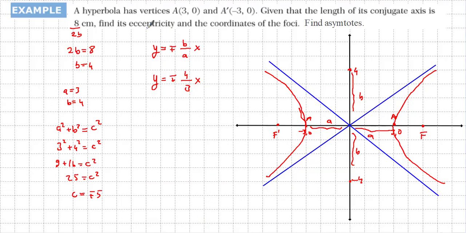And if we find the eccentricity, e was equal to c over a, and it's equal to 5 over 3, the eccentricity of the hyperbola. And the coordinates I didn't find. Let me find the coordinates and finish the question. The coordinates are minus 5, 0 and 5, 0.